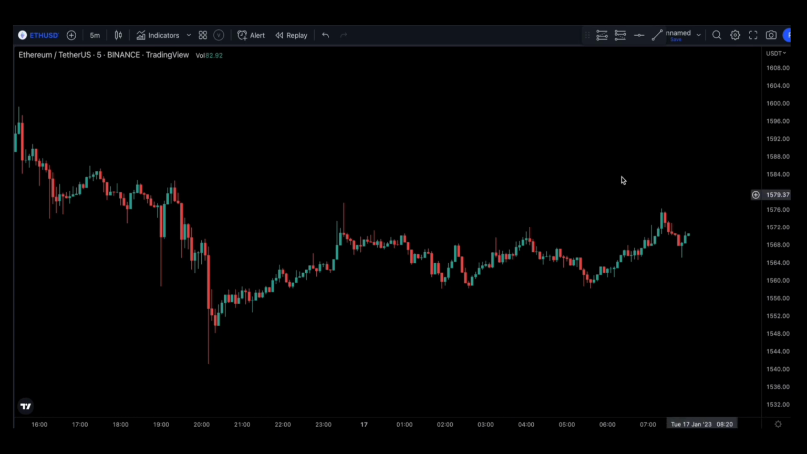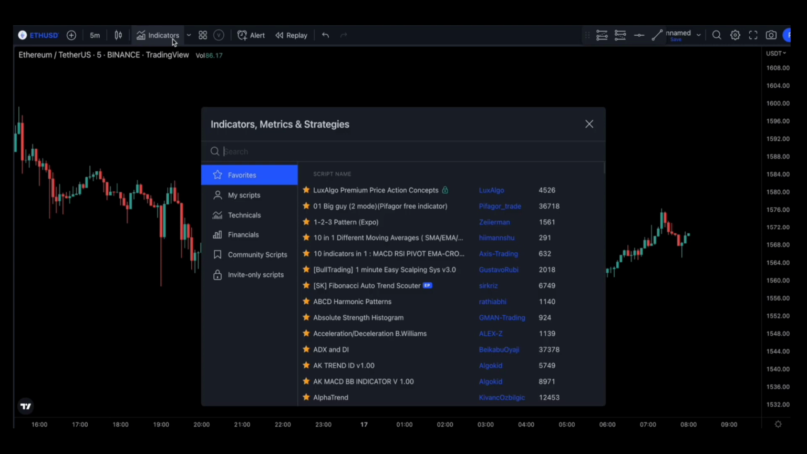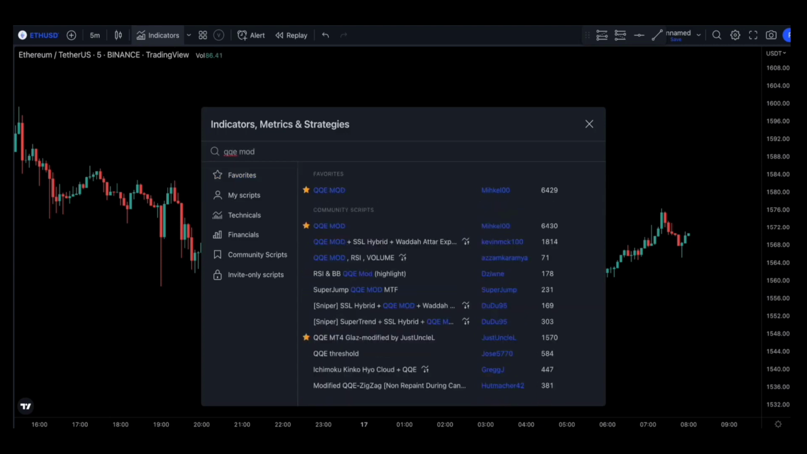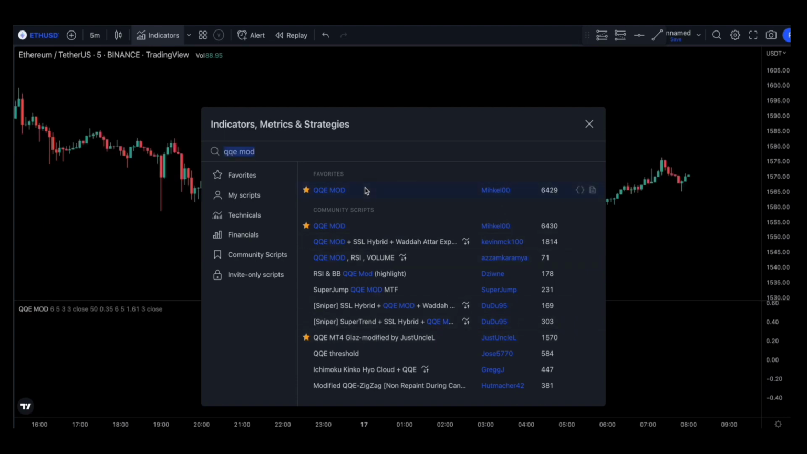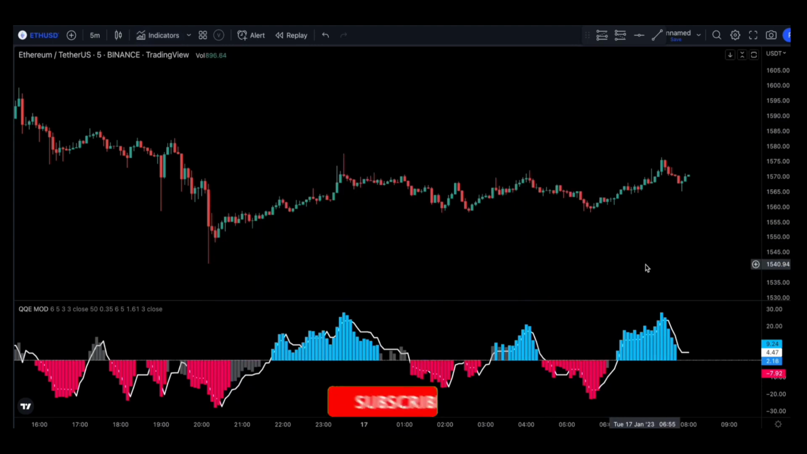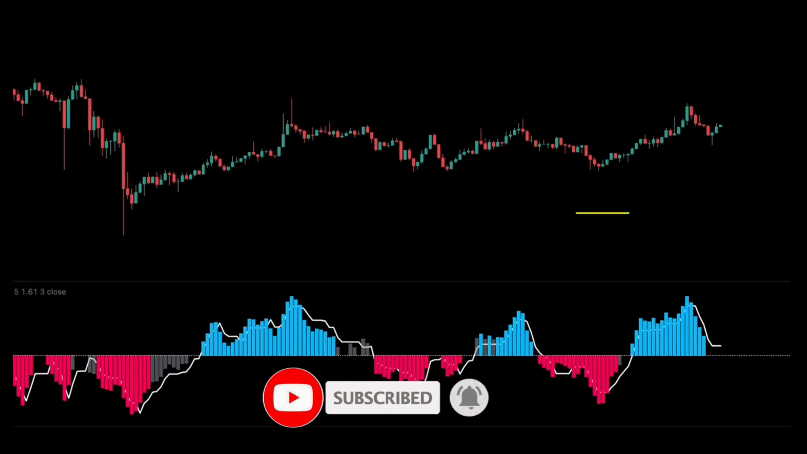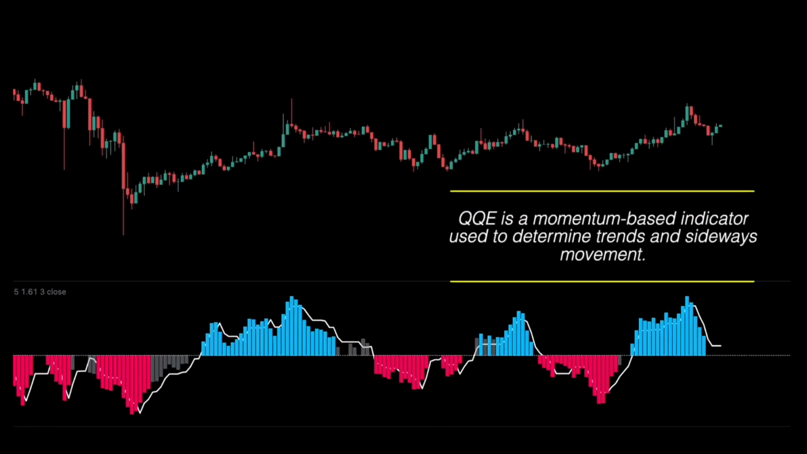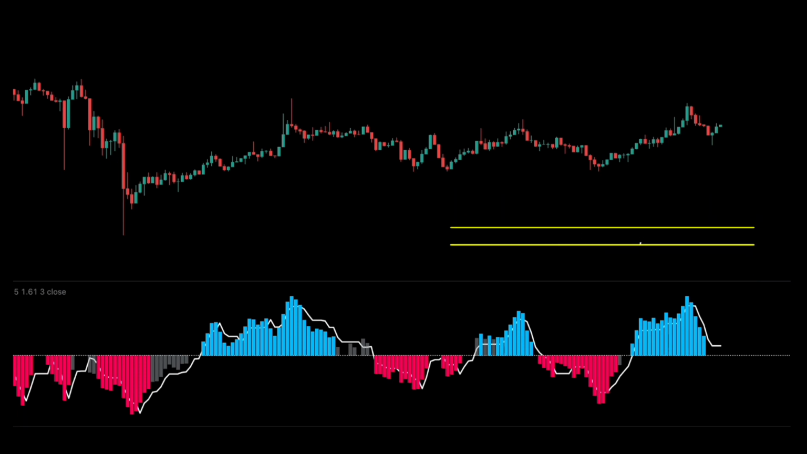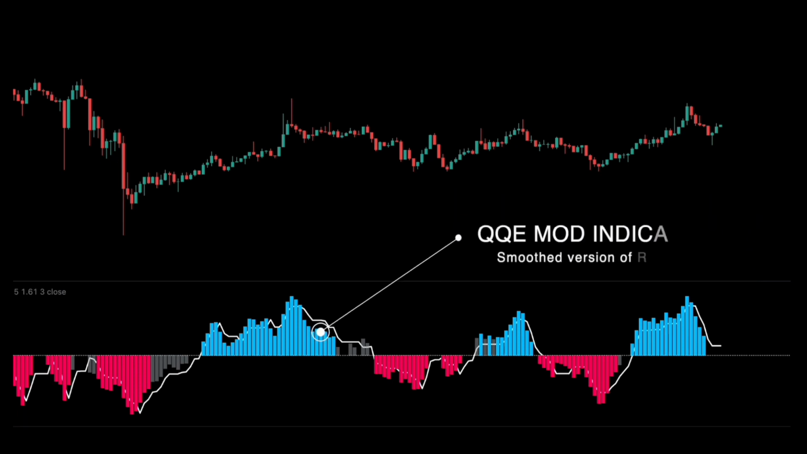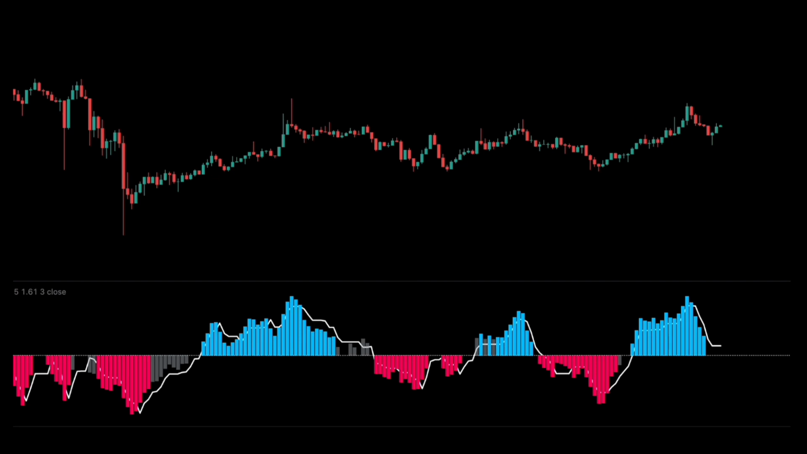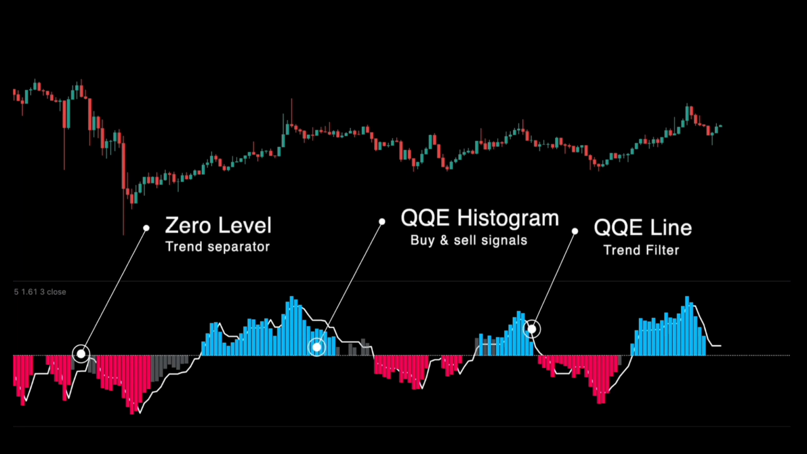So, in order to add the first study, click on the Indicators menu at the top and search for QQE mod. There are many QQE indicators out there. The script that you're looking for was created by Mickle00. I want to personally thank the creator for this truly amazing indicator. QQE is a momentum-based indicator used to determine trends and sideways movement. The qualitative-quantitative estimation indicator works like a smoother version of the popular relative strength index indicator. The indicator consists of the white line, the gray, blue, and red histograms, and the zero level.